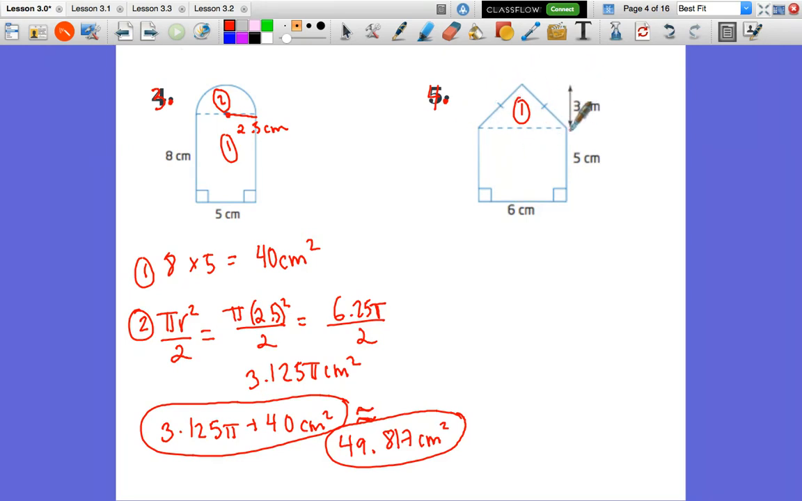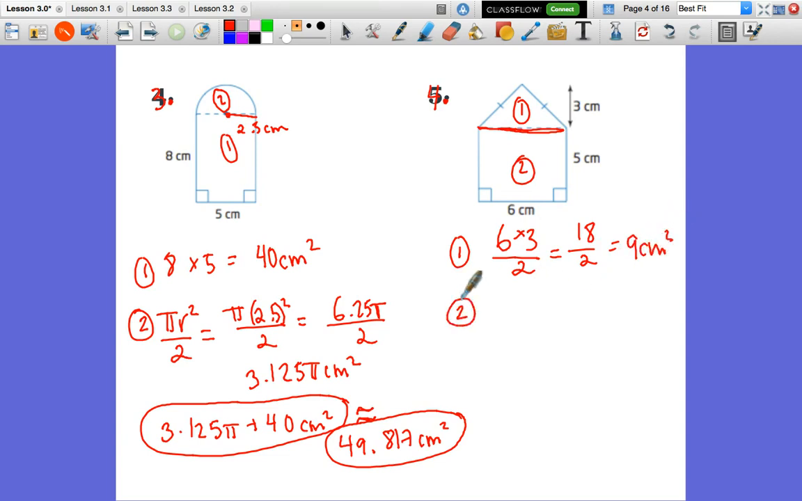But I'm told the height of it, so I can treat it as if it's a right triangle, and I have a rectangle. So for number 1, I can do 6, that's the base, times the height, divided by 2. So that's 18 divided by 2 is 9 centimeters squared. And then for number 2, I can just do 5 times 6, which is 30 centimeters squared. And 30 plus 9, oh, I can do that. 39 centimeters squared. Fantastic.